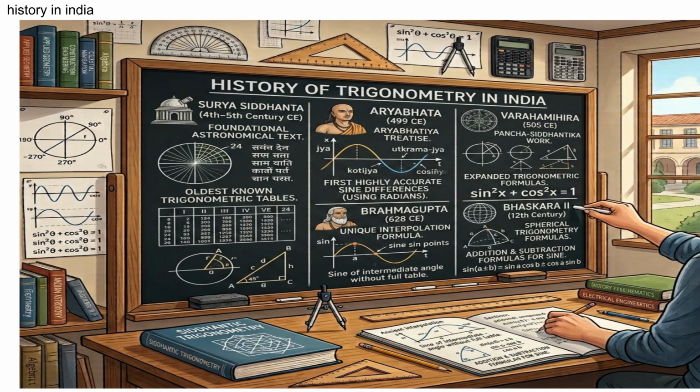Varahamihira, in 505 CE. He expanded trigonometric formulas in his work Panchasiddhantika, discovering foundational identities like sine squared x plus cosine squared x equals 1.